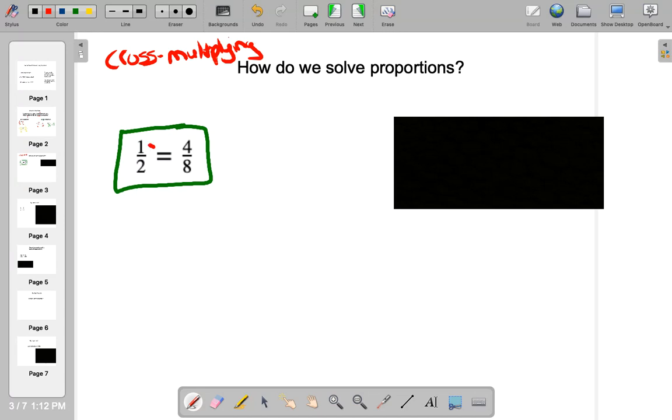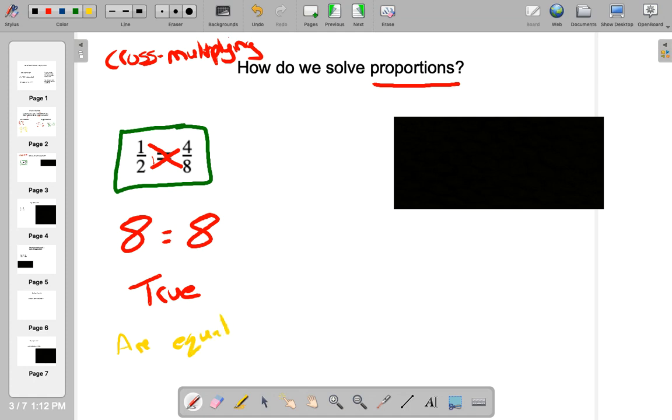And the idea is you multiply the top left number times the bottom right number, and the bottom left number and the top right one. And this only works with proportions, two fractions that are set equal to each other. Well, 1 times 8 is 8, and 2 times 4 is 8, which is a true statement, which means these fractions are equal to each other. So one of the ways that we can solve a proportion is by making sure the fractions are equivalent. It's kind of like checking to make sure it is a proportion.